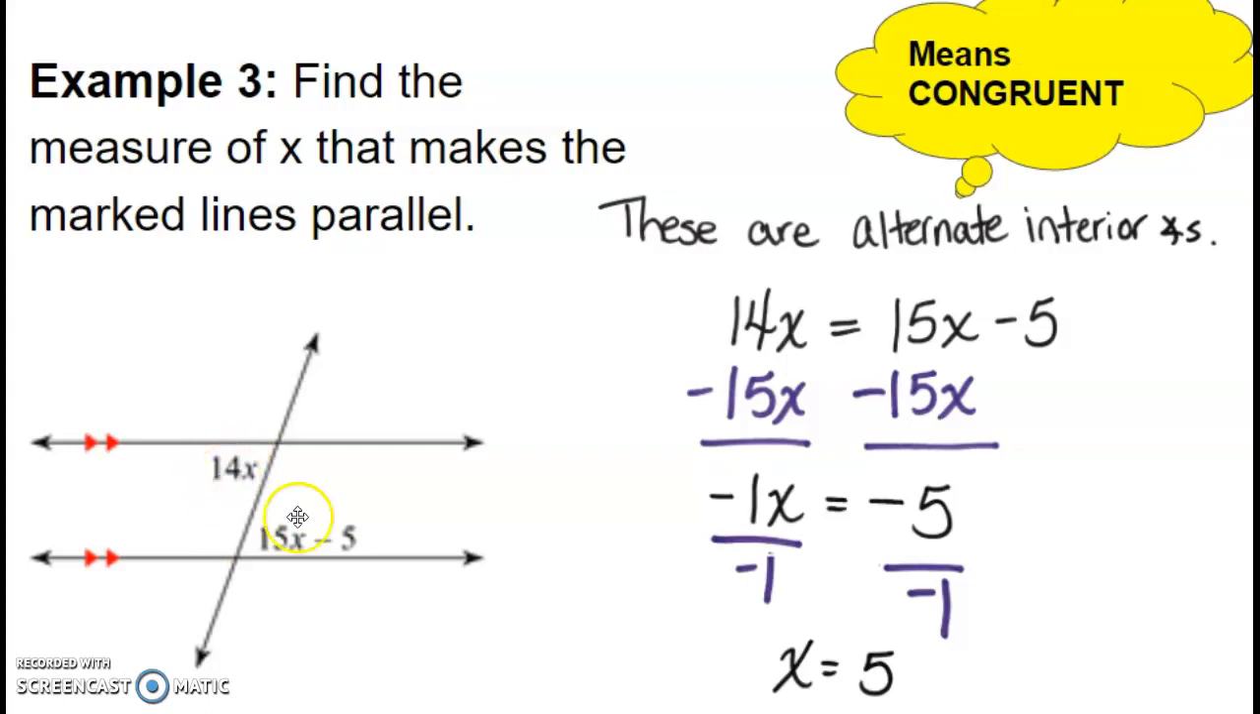This one's inside. We're looking at the inside. And they're in opposite locations, right? Opposite sides. So alternate interior, right? These are alternate interior angles, and so they are congruent. We can set these equal to each other. 14x equals 15x minus 5. Now we have an equation we know how to solve, and we get x equals 5.